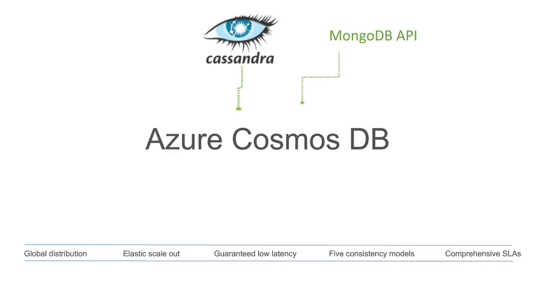So all these APIs, you can think of them as interfaces to talk to the core values of Cosmos DB. For every single one of the APIs, you will have all the features that include global distribution, elastic scale-out, guaranteed low latency, the five consistency models, and comprehensive SLAs as well.